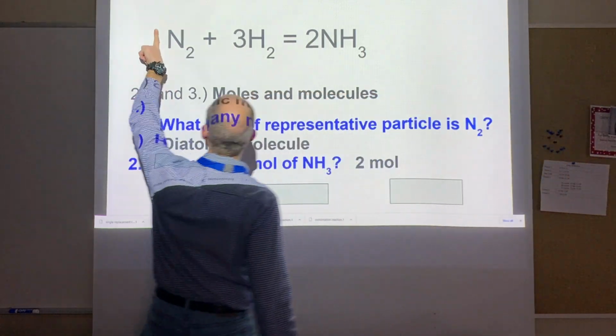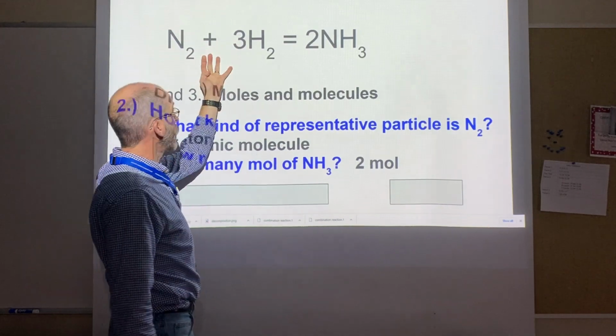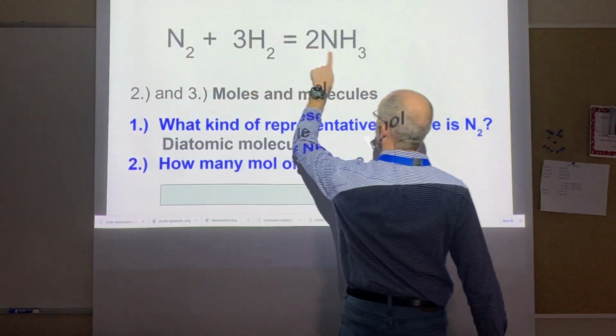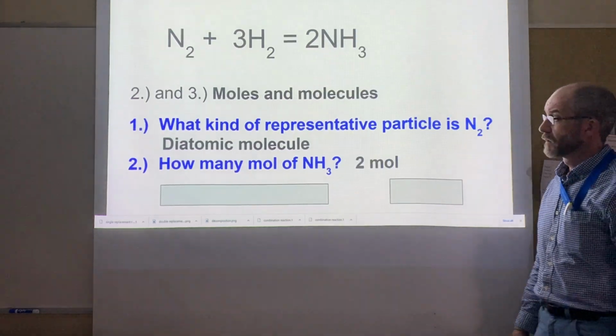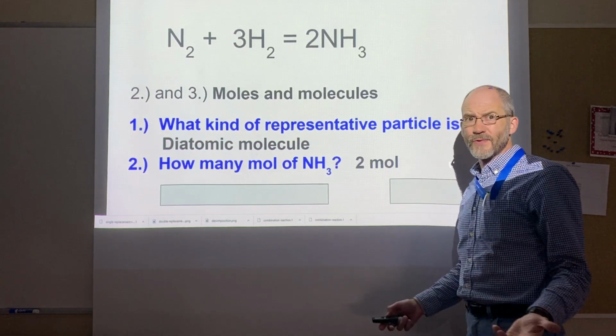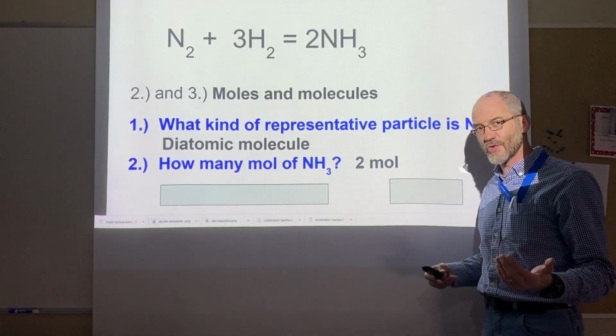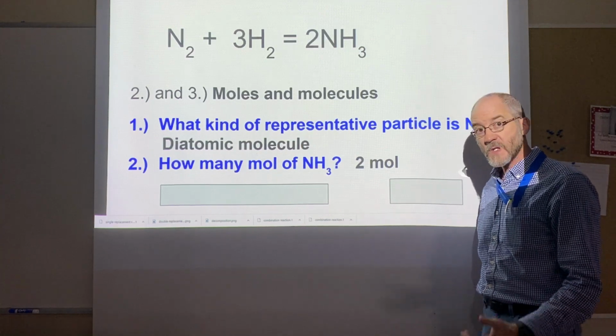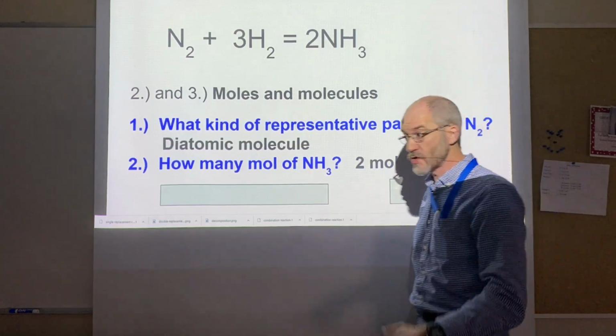Well, 1 and 3 are 4. I have 4 molecules on this side, but I only have 2 molecules on this side. Okay? Now, what about moles? And you're like, well, Mr. Day, I'm not really sure how to find it. Once again, yes, you are. Look at your coefficients. Okay? You mean it's that easy? Yes, it's that easy. Look at your coefficients.